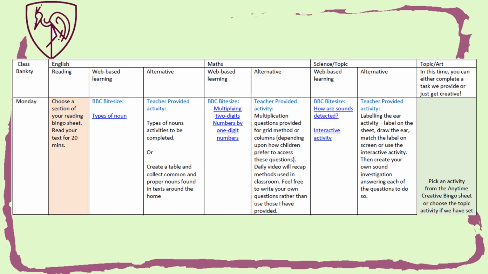Finally, at the end of the day, got a little bit of science building on from last week. We'd like to look at detecting sound and how our body is very good at that. And I've got a few activities there for you to do, depending on how you'd like to learn. And then finally, at the end of the day, we'll get creative, pick a creative task from our bingo sheet or one that we have in mind ourselves.